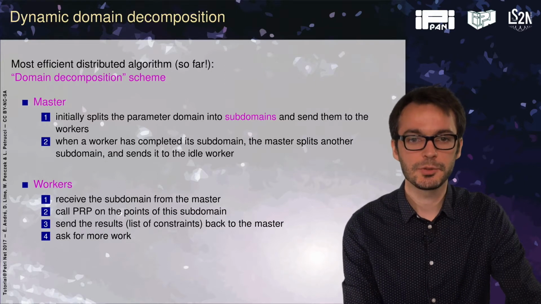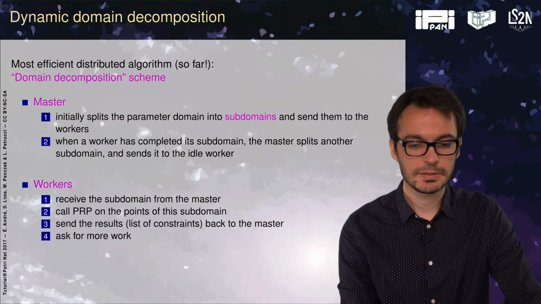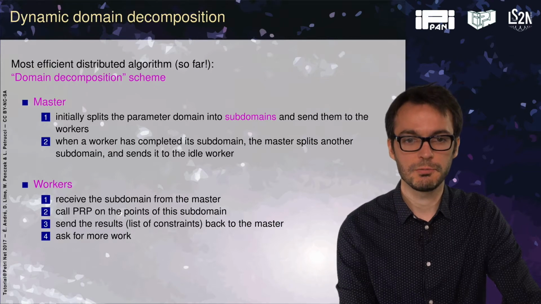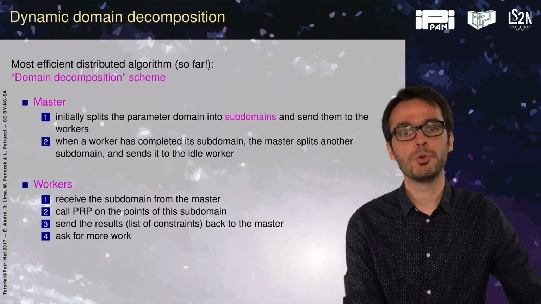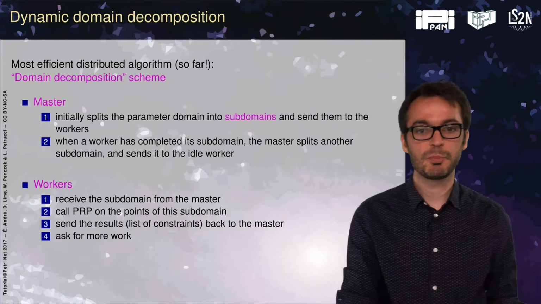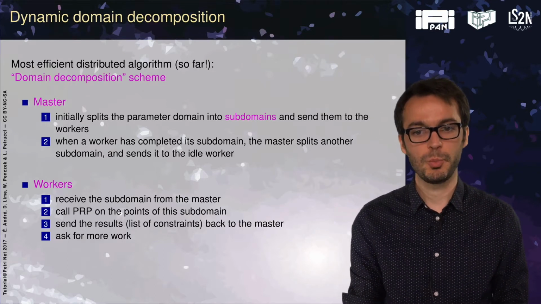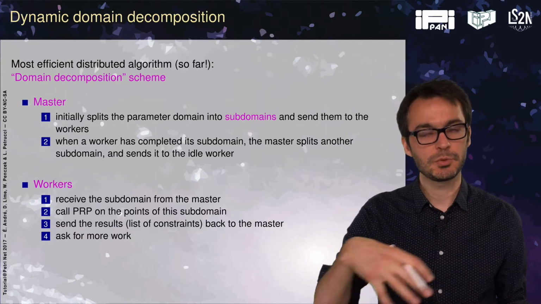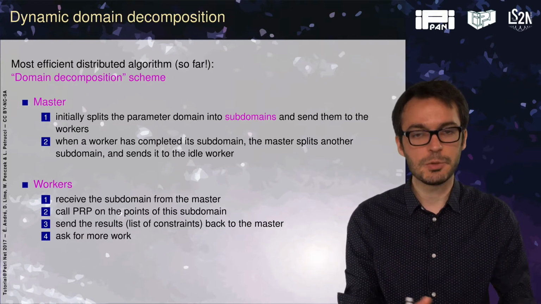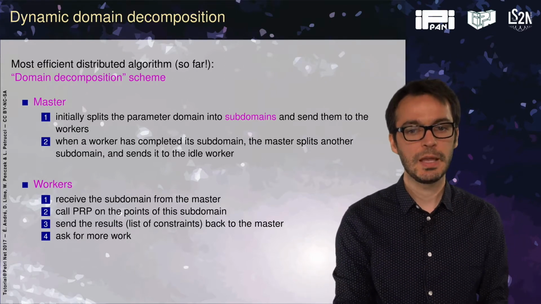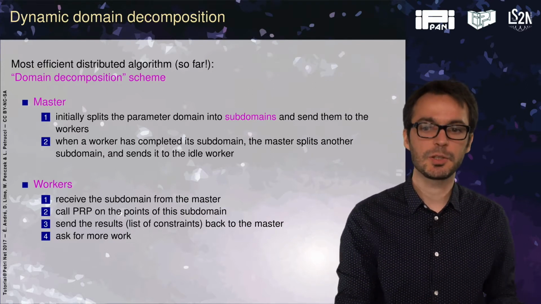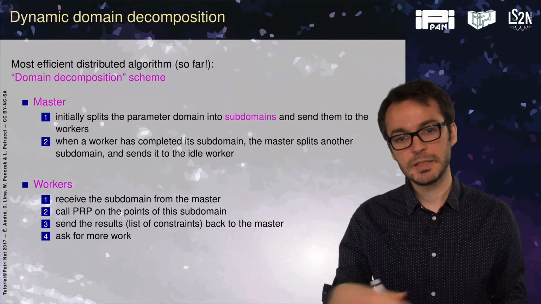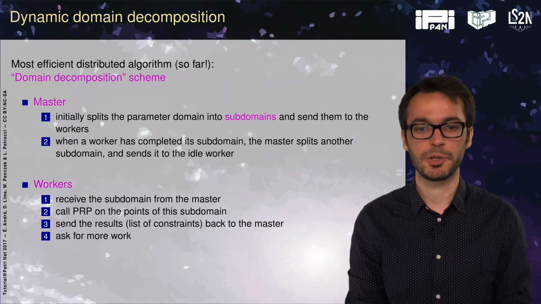We experimented with a lot of different ways for the master to smartly send the integer points to the workers, and the most efficient distributed scheme so far is what we call a domain decomposition scheme. So the master initially splits the parameter domain into subdomains, sends them to the workers, a bit in the spirit of the naive approach we talked about in the beginning, and then when a worker has completed all of its subdomain, the master will give it more work by splitting an existing domain and send it to the idle worker.